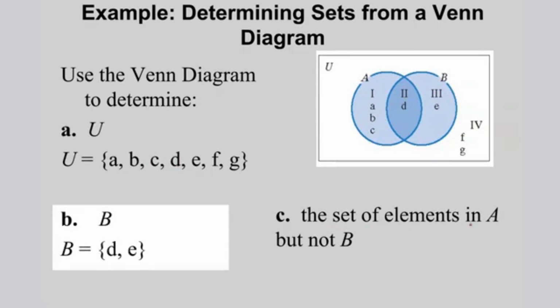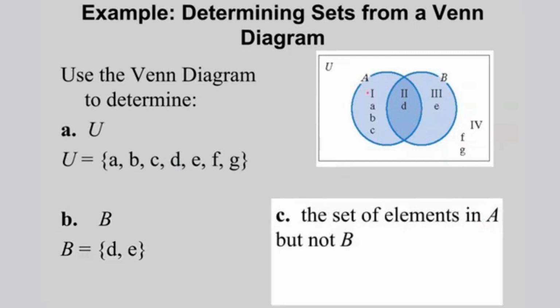The set of elements in A, but not in B. We're referring to only this region here. So we're referring to region 1. That is in A, but should not be in B. And the elements in A that are in B are in region 2. So therefore, the set of elements in A, not in B, is region 1, and that is the set containing A, B, and C.